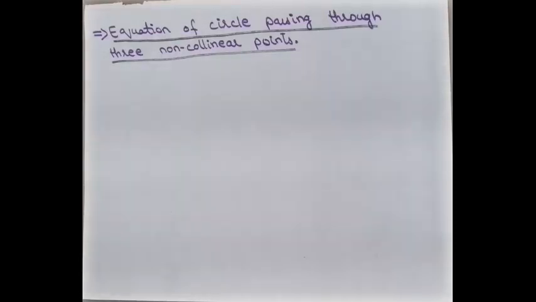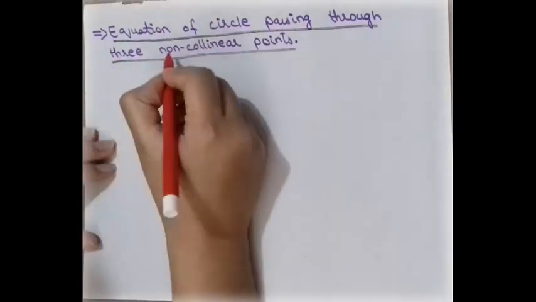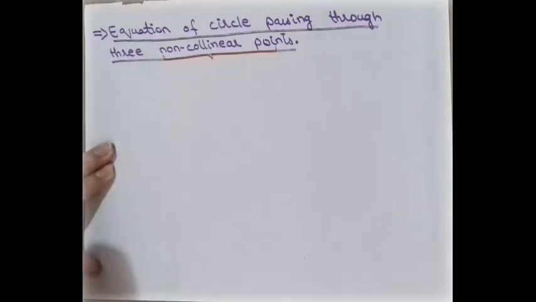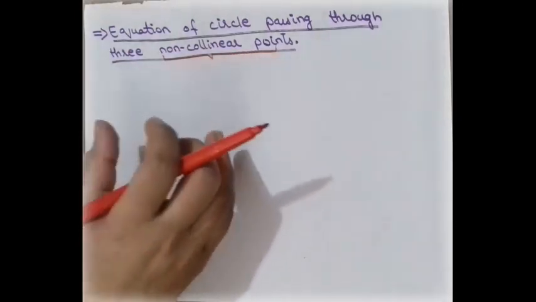How to find the equation of a circle when we are given certain conditions. In this lecture, the given condition is that we have three points and we have to find the equation of a circle. Before we move on, the first question is: what are non-collinear points? They are points which do not lie on the same line.